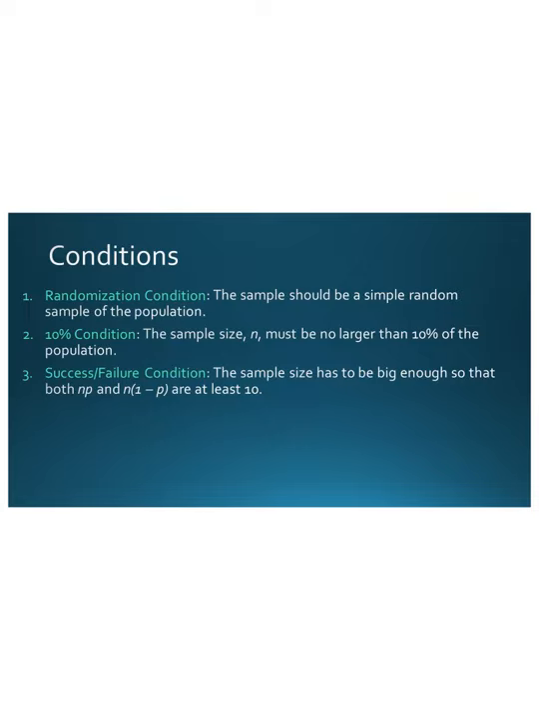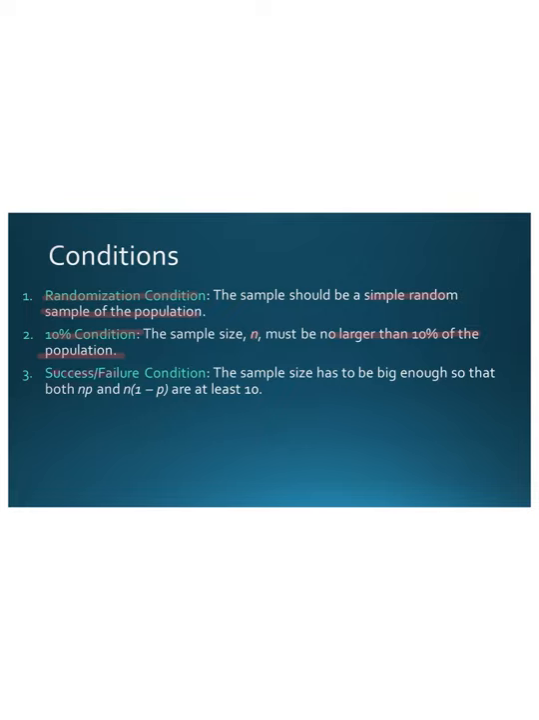For proportions, there are 3 conditions. The first one being the randomization. The sample should be a simple random sample of the population, or it should be representative of the population as a whole. The 10% condition: the sample size n must be no larger than 10% of the population. Remember last semester when we talked about binomial distribution models, and we said if we are selecting a sample without replacement, then the sample needs to be less than 10% of the population. That is where the 10% condition comes in.